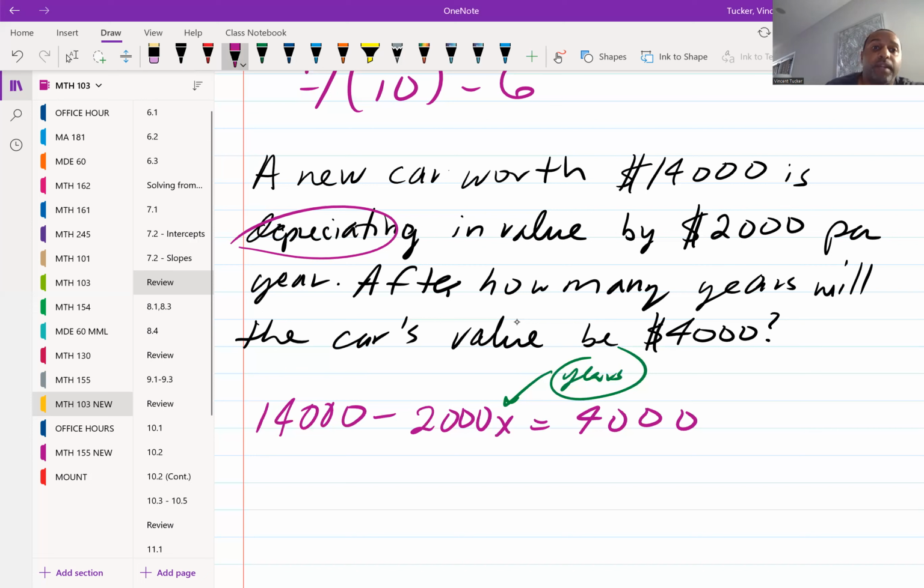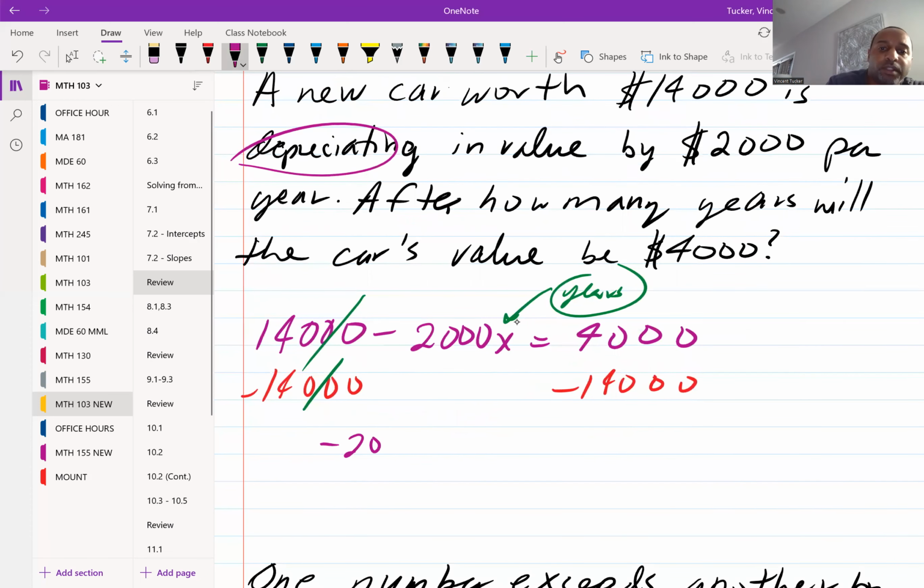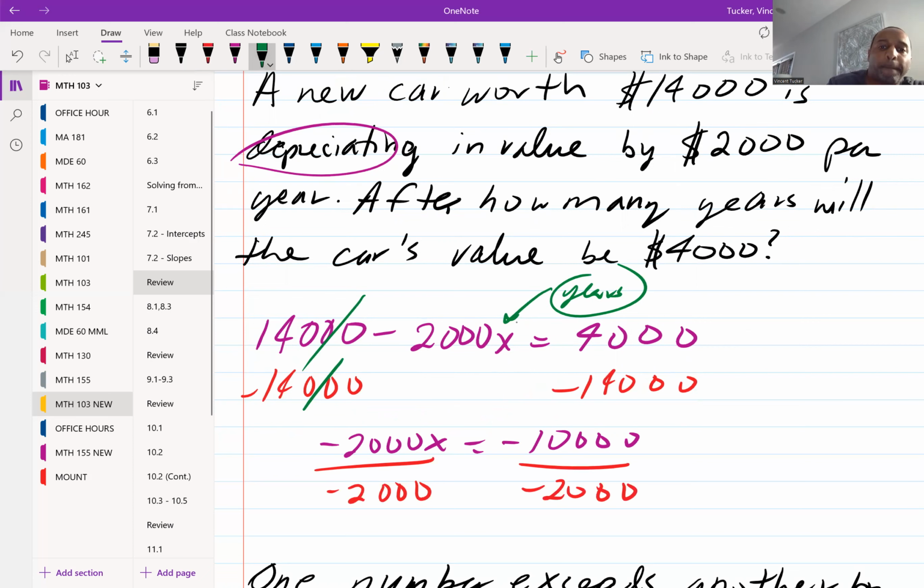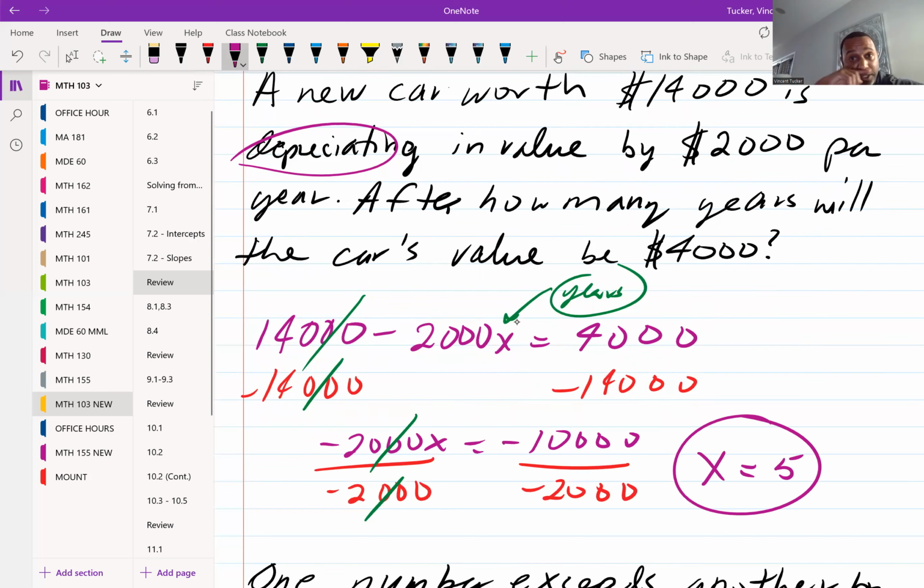So once you have the equation set up, now we can solve. Go ahead and minus 14,000 from both sides of the equation. That cancels. Make sure you don't lose a negative. That's still negative 2,000x. And then on the right, we're going to have negative 10,000. And now we can divide by negative 2,000. Negative 2,000 cancels on the left, leaving me with just x. And then on the right, that'll be positive 5. So in 5 years, the car will be worth $4,000.